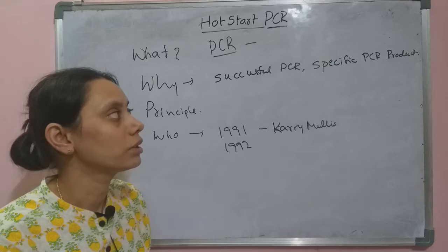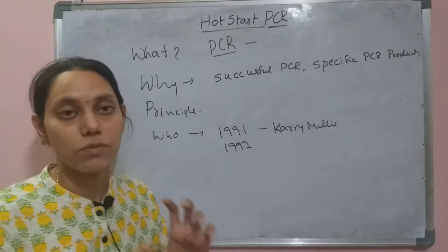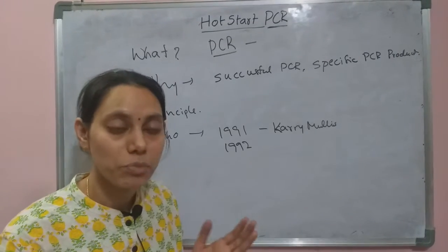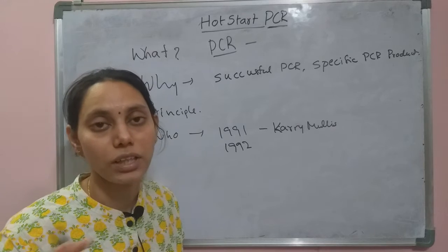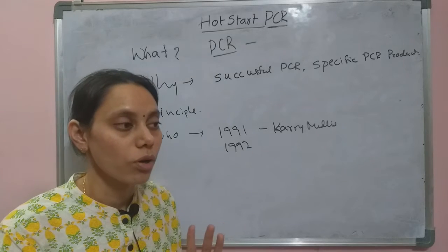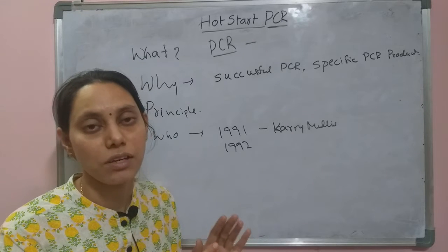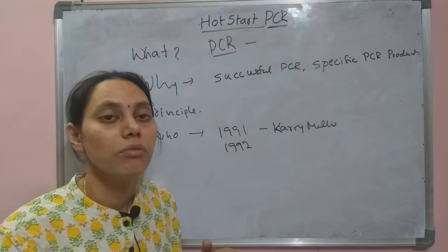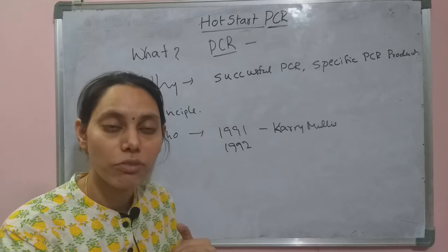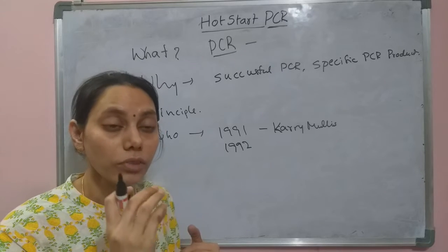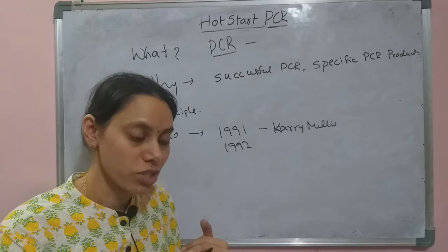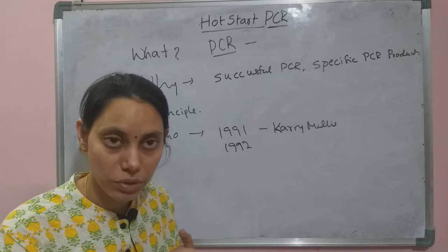Coming to that point, first we should know what PCR is. In PCR, we generally artificially amplify the DNA. So we need some essentials, some requirements, for the PCR reaction to proceed. We need a template DNA to be amplified, to amplify the target portion in that template DNA.